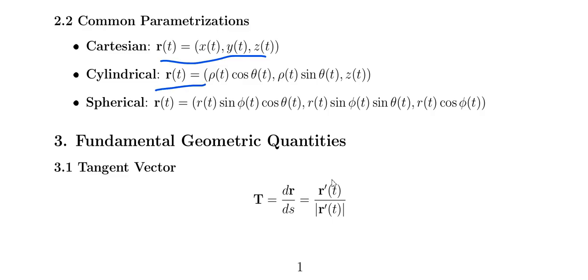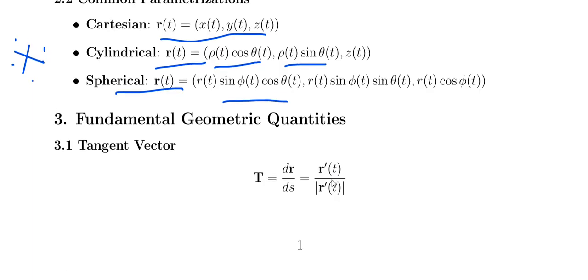The cylindrical parametric form, you see, is r cos theta, r sin theta and z of t. That is rho of t cos theta, rho of t sin theta and z of t. The spherical coordinates are r sin phi cos theta, r sin phi sin theta, and r cos phi. So this is the spherical coordinate. This is very important for the basic concept.